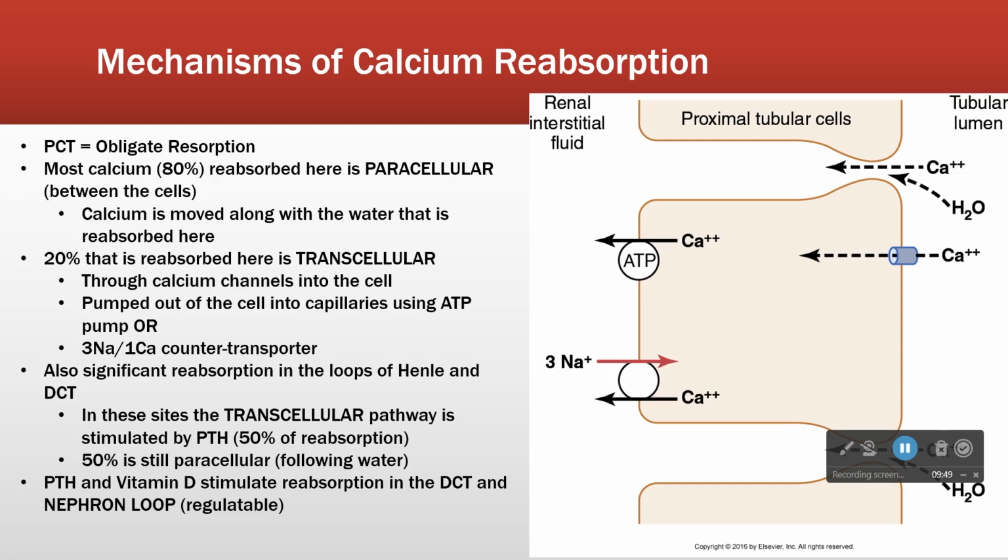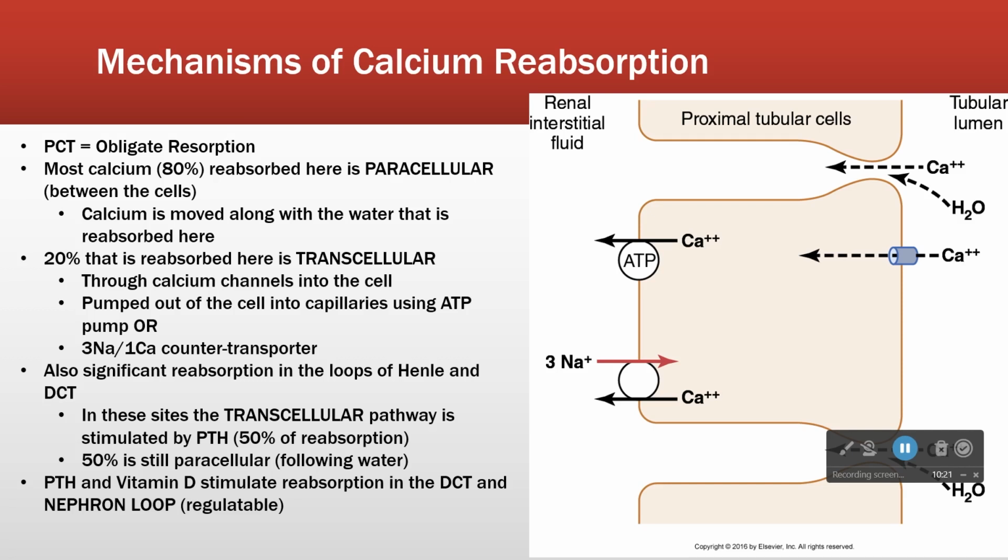Now, there's also significant reabsorption in the loops of Henle and in the distal convoluted tubule. Here it is mostly transcellular. That shouldn't surprise you. Remember, these are sites of regulated reabsorption, and paracellular reabsorption can't be regulated. How could it be, right? Because we have this space. The transcellular can be regulated because we can turn down the pumps and channels involved, right?